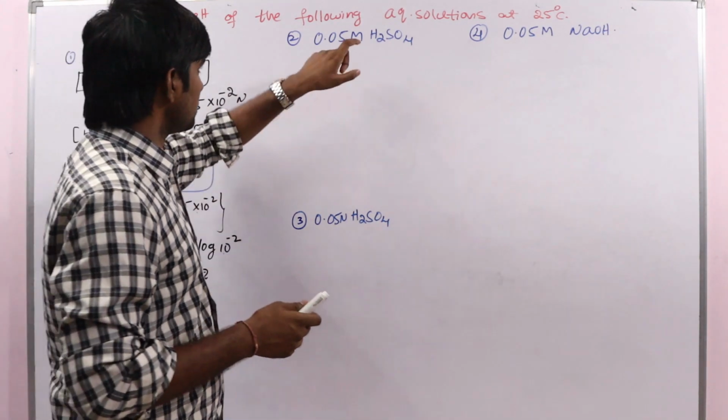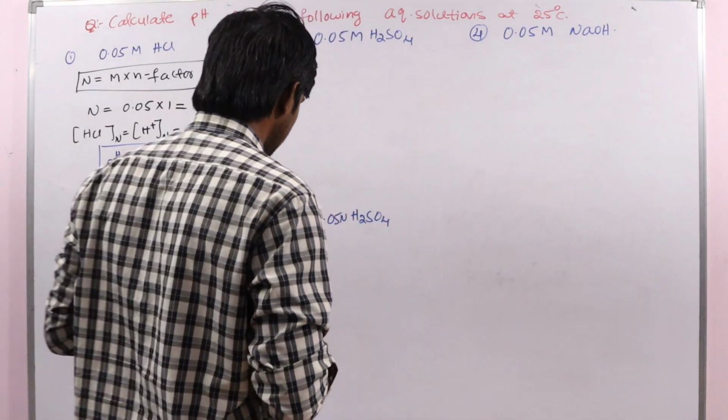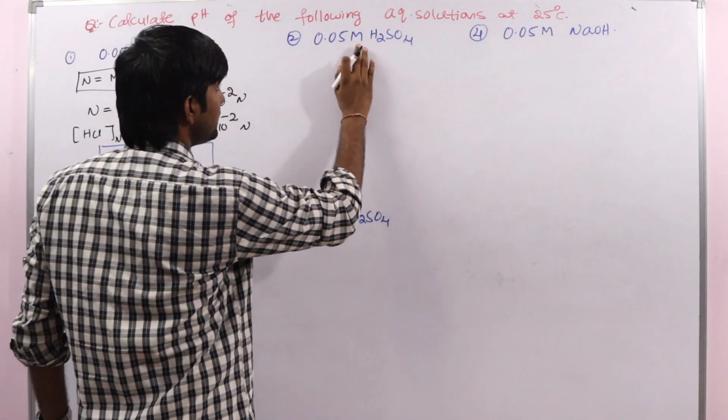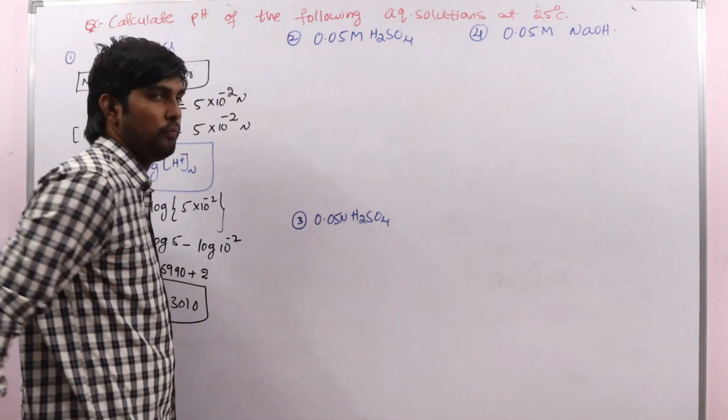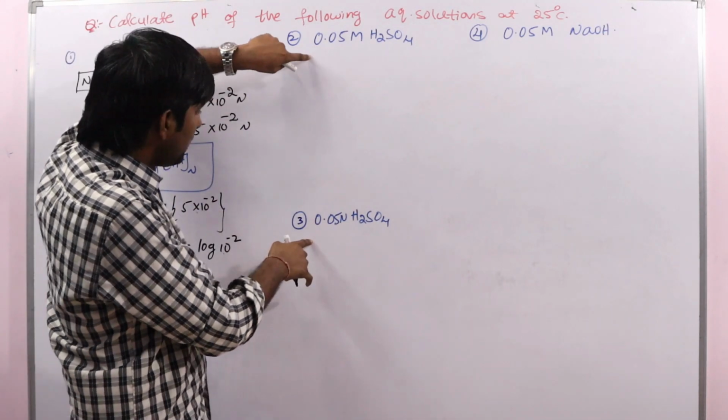Now let us see this one. Here 0.05 molar H2SO4. See, look at these two.